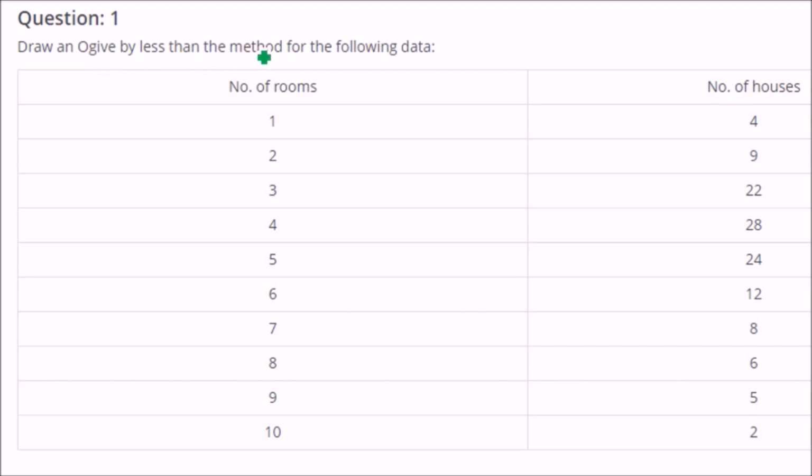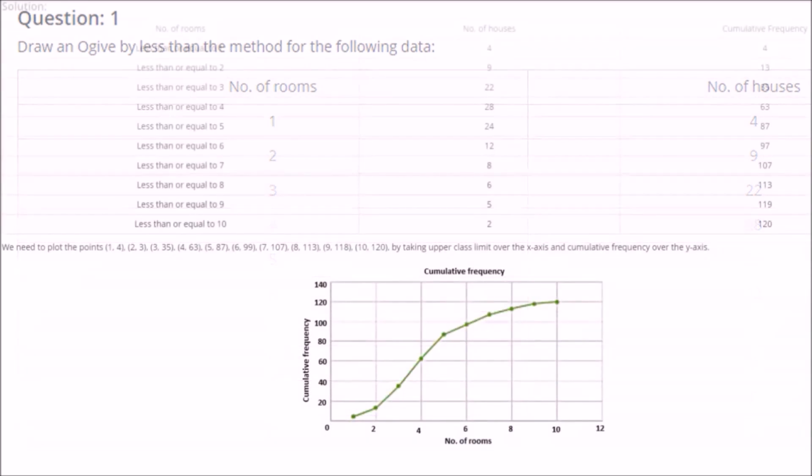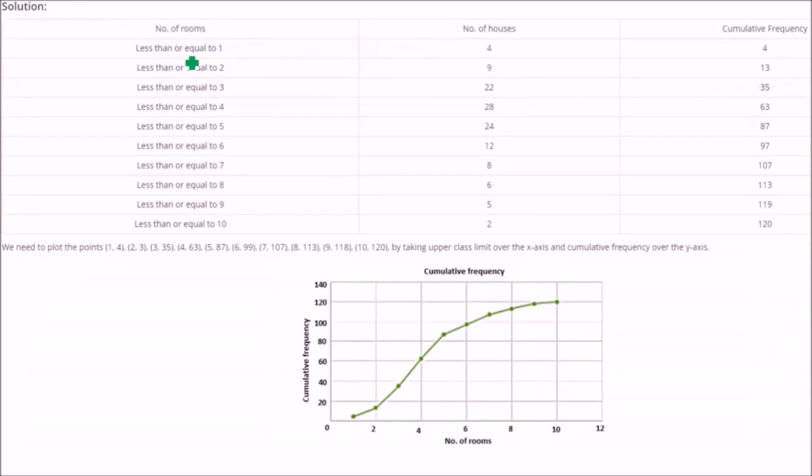To draw the OGIVE by less than method for the following data. So how are we going to draw the OGIVE? These are the number of rooms and these are the number of houses. So there are two columns provided to us. When we say less than, for the number of houses, we have to compute the cumulative frequency.